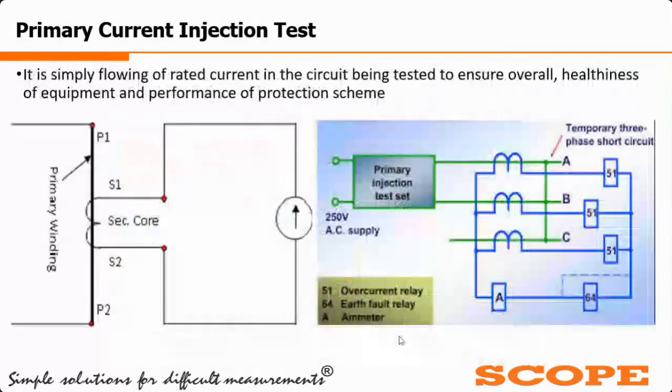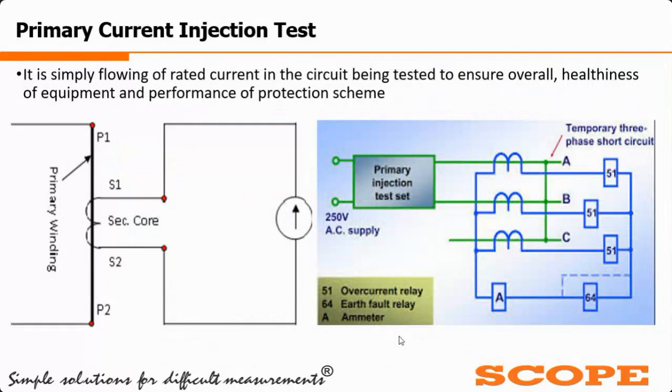Here you can see what we have to do during the primary current injection testing. If we are testing a current transformer, we have to inject a rated current or 120% of rated current from the primary side of the current transformer, and accordingly we need to measure the CT secondary side current. It might be 1 ampere or 5 ampere.